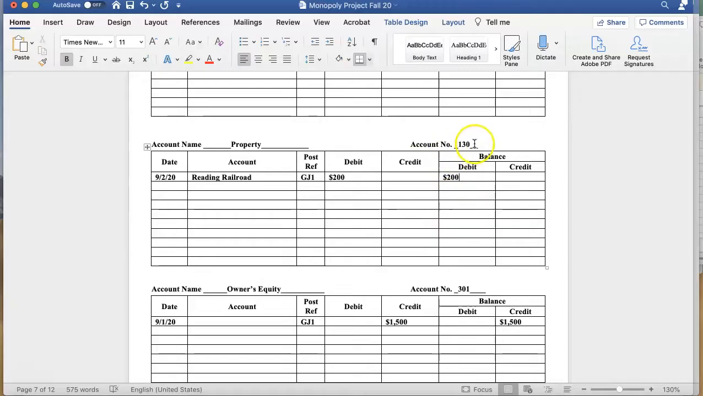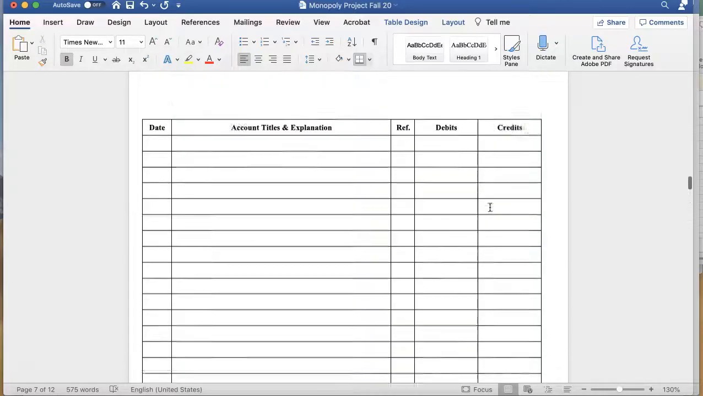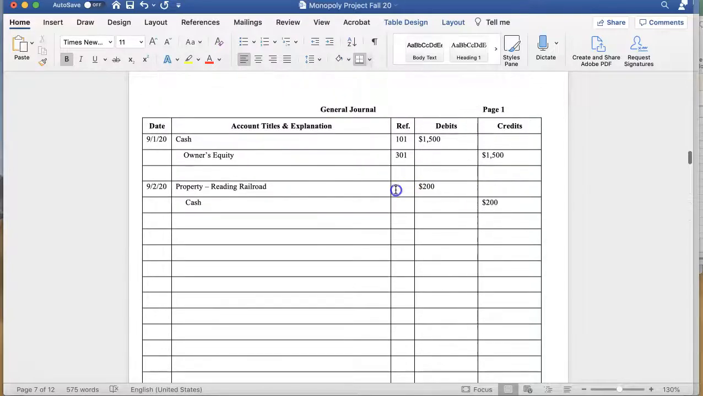Now I need to go back to my journal and enter the account number in that reference column, and it was 130. And this just really shows me that I've recorded it in the ledger. It's just a check that we can look at. And anyone who looks at this can look at account number 130, and they should see the debit of $200 to property.